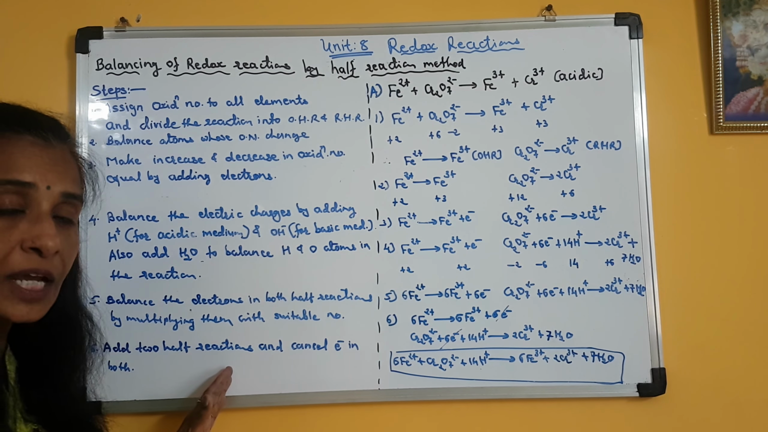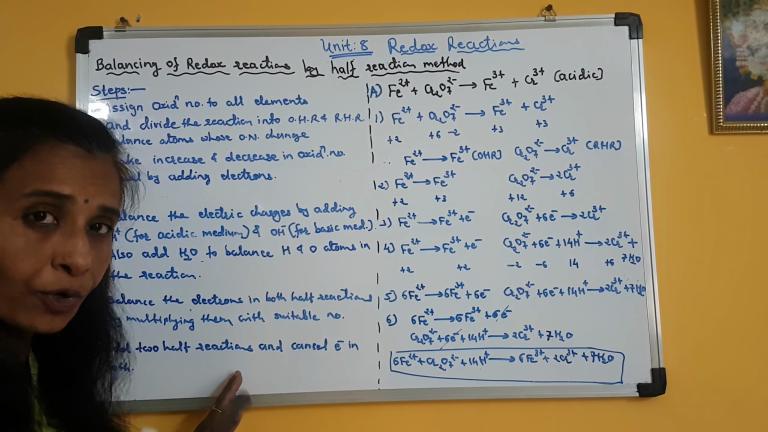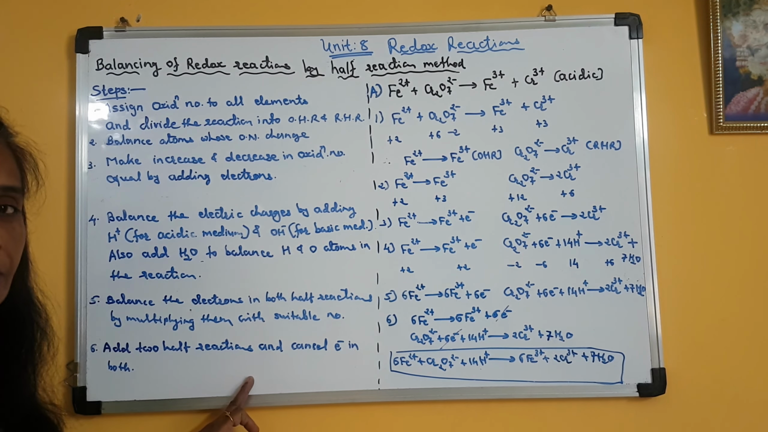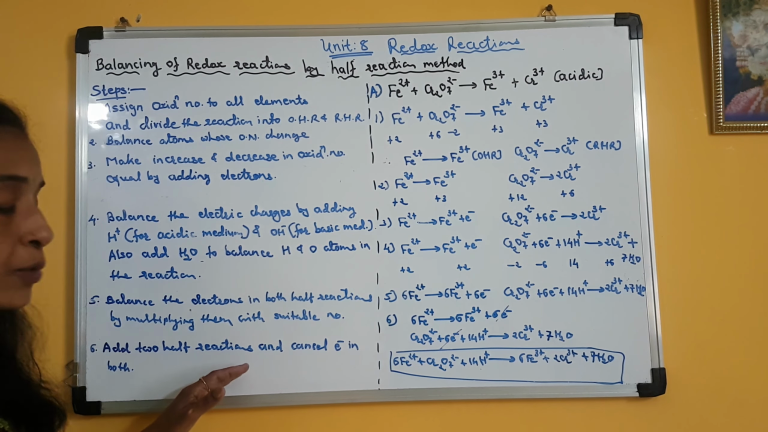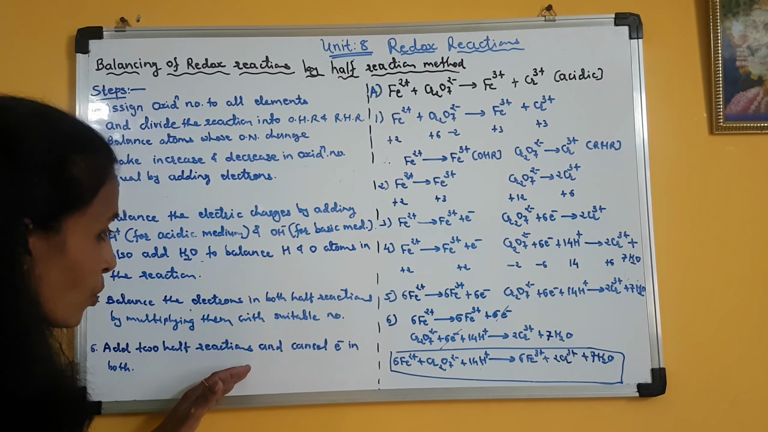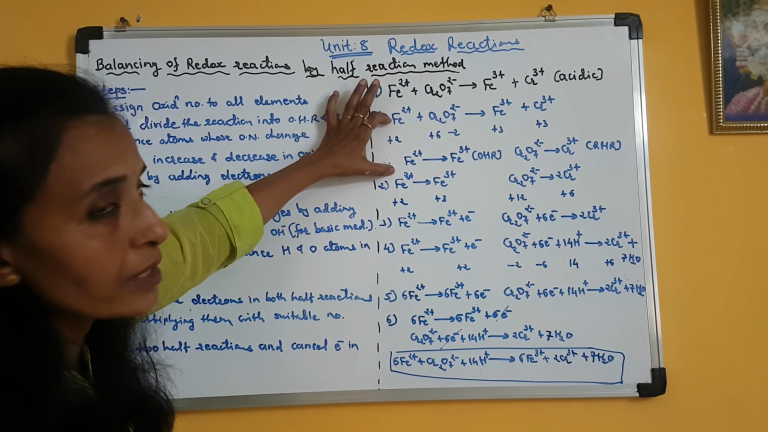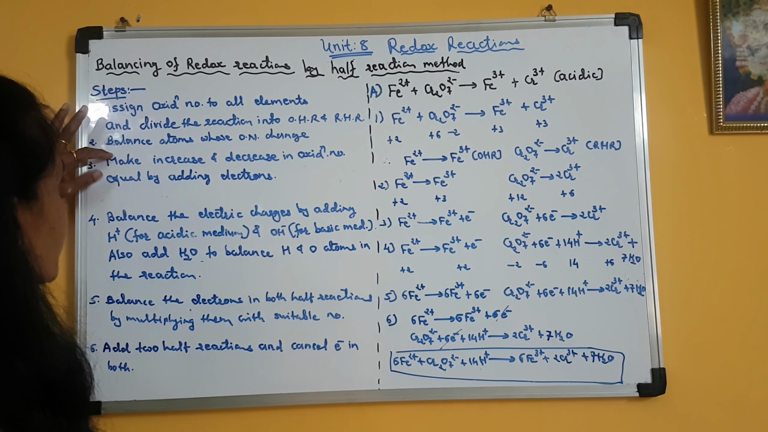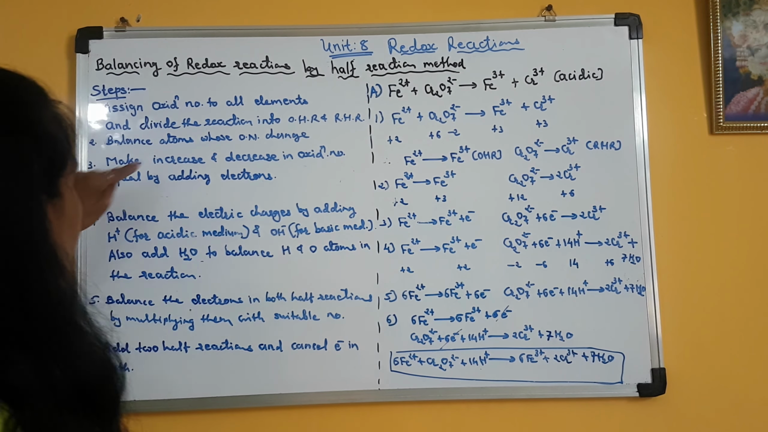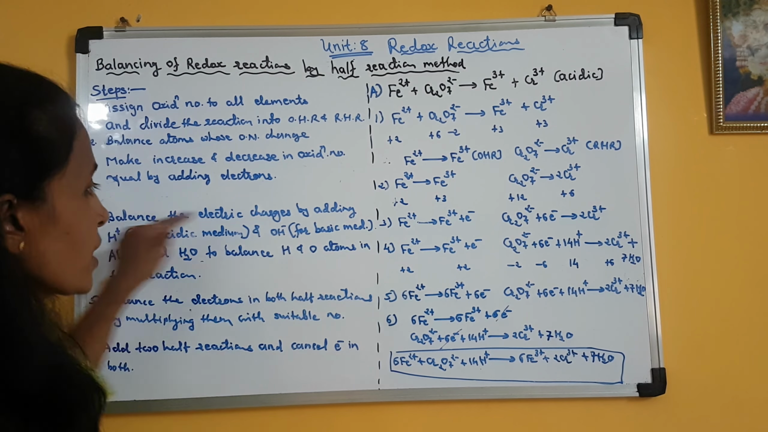Whatever steps are written in the textbook, if you don't go for them, this is the easy method I have written. So clear, you can copy it down into your notebook, and in exam first step you will write, then the first reaction you will balance. Second step, clear, then this. Third step, then this. Fourth step, then this.